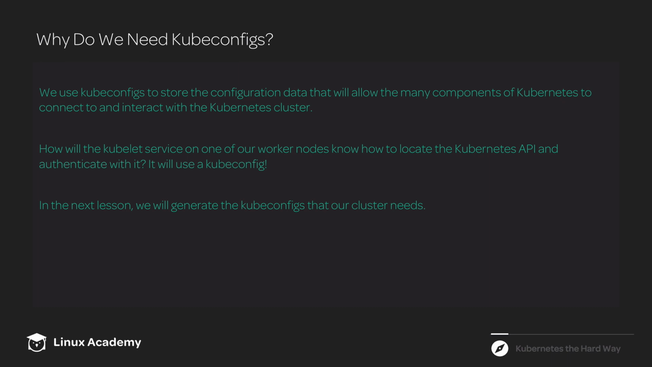So for example, how will the kubelet service on one of our worker nodes know how to locate the Kubernetes API and authenticate with it? It's going to use a kubeconfig. There's going to be a kubeconfig file that will contain that information that we will put on the worker node.